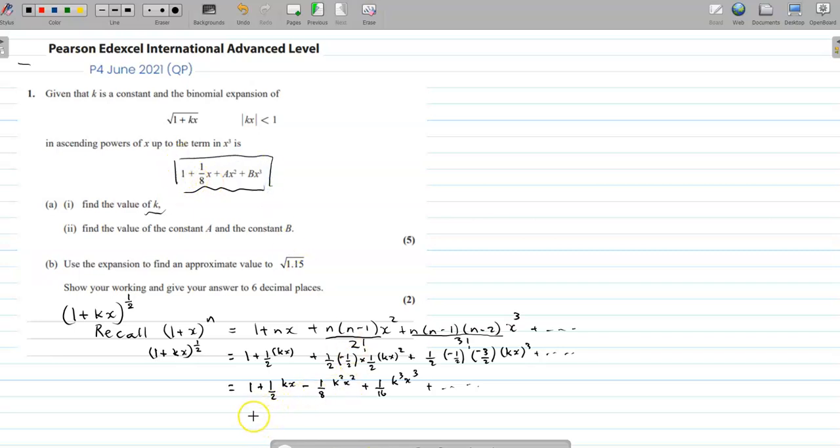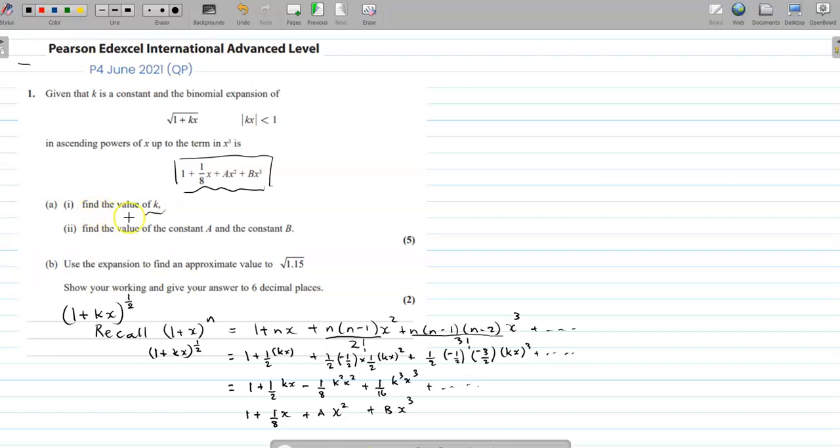So it means that we can write 1 plus 1 over 8 x plus a x squared plus b x cubed. So it means that this term here should be equivalent to this term here.